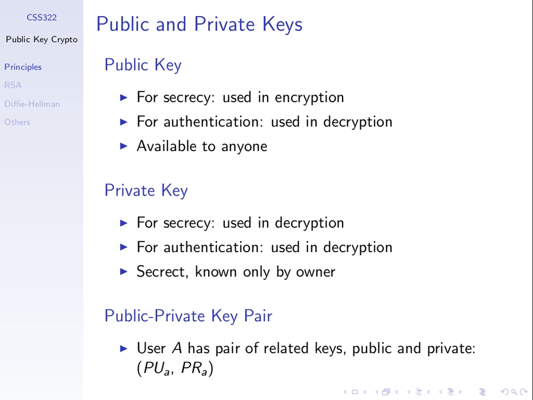So we have a pair of keys. User A, we think, has a pair of keys, a public key, often denoted as PU for user A, and the corresponding private key. The keys are related. The different algorithms relate them in different ways.